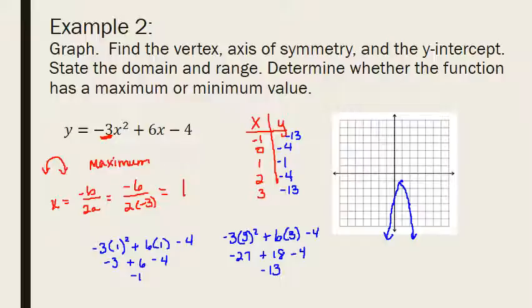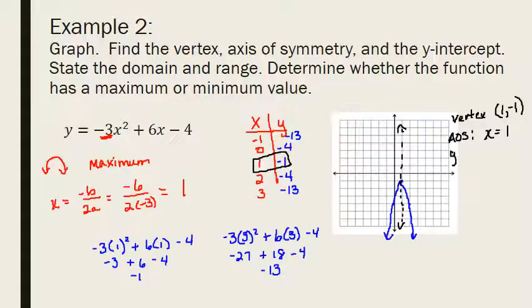Okay, so they wanted to know what the vertex is. The vertex, remember, is that middle part of our xy table, and that is 1, negative 1. Or you can find it on your graph, 1, negative 1. The axis of symmetry is x equals 1. Remember, it's going to be the x number of your vertex. And we can also draw that line there, x equals 1. And that axis of symmetry cuts the parabola in half.